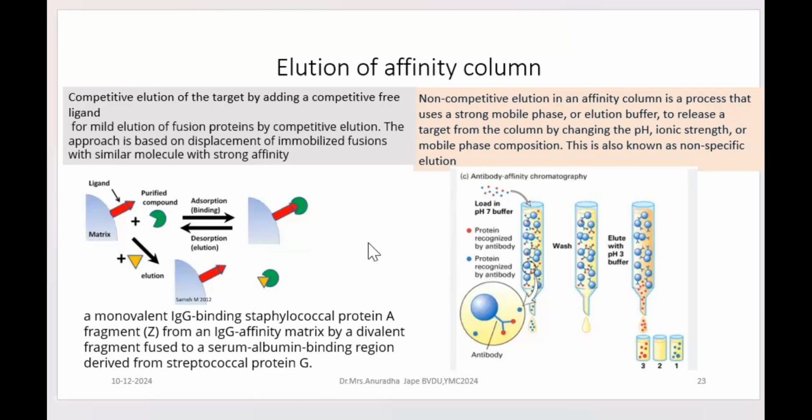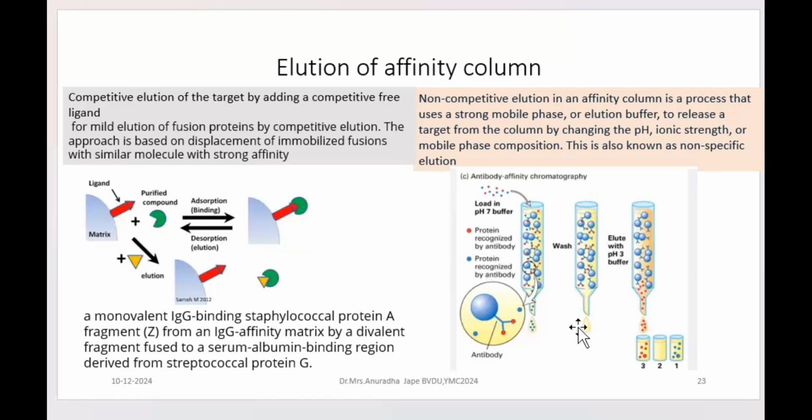The second method is non-competitive elution. In this case of affinity chromatography, we are going to use a mobile phase, the elution buffer that we talked about, which is going to be very strong and very selective for weakening the interaction between ligand and analyte. Your aim is to release the bound analyte from the column.